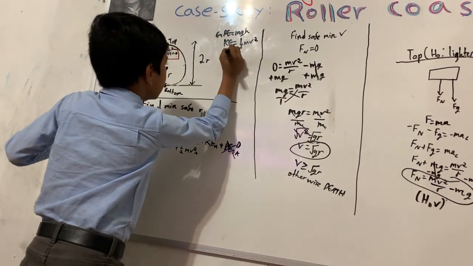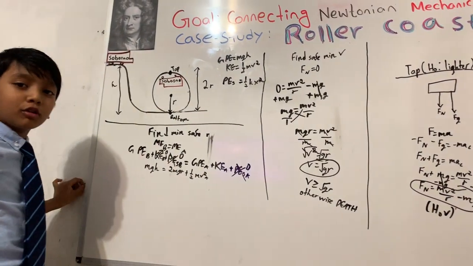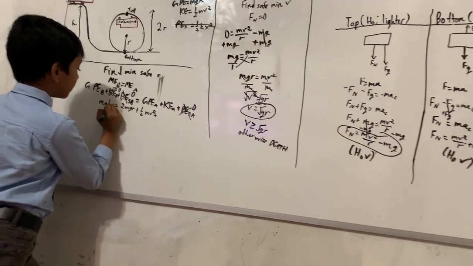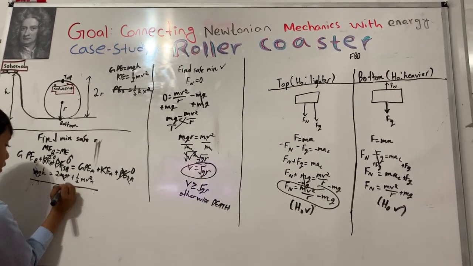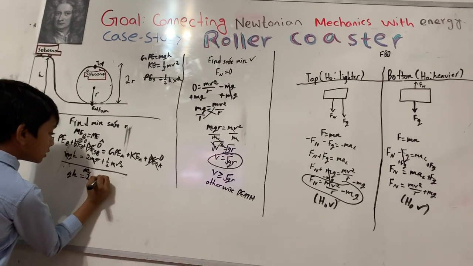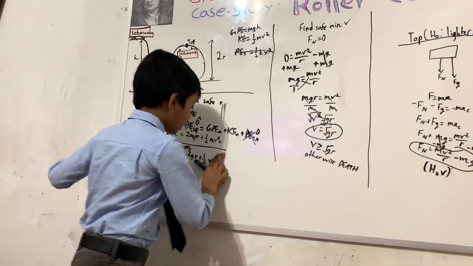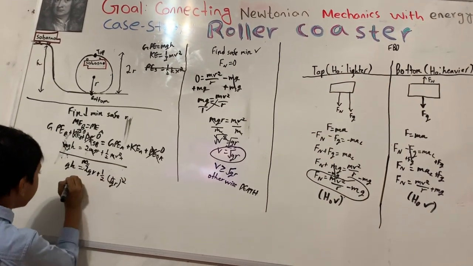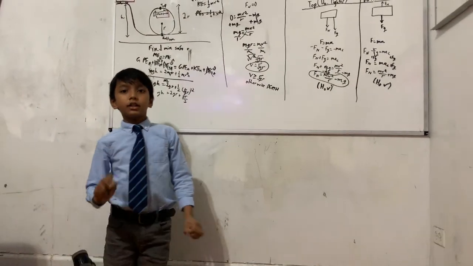You also have PE spring equals half kx squared, but as we mentioned, there are no springs behind the scenes, so you don't need that right now. So, we can divide this whole equation by m. That then leaves us with gh equals 2gr plus half v squared. And this is the minimum, so v squared equals gr. Which, if you cancel these out, you get gh equals 2gr plus gr over 2. Now we can factor out g from everything.